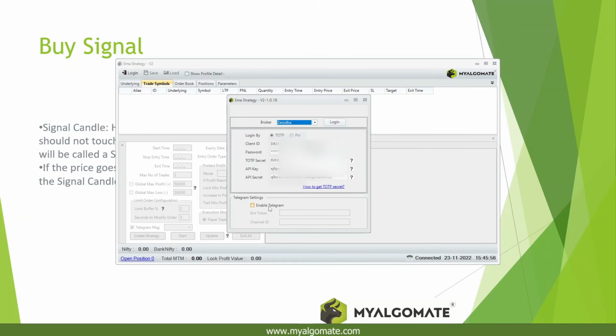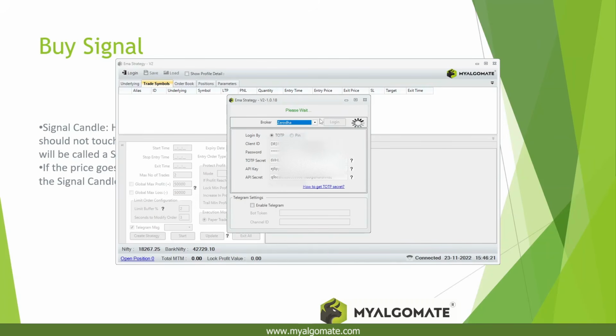If you want to enable Telegram, you can just click on this and fill up these details, and it will send the details on that channel. Our team will help you with the setup of the software, the Telegram channel integration and everything. Right. Once you have entered all the required details, you can just click on login. It will automatically do the login.